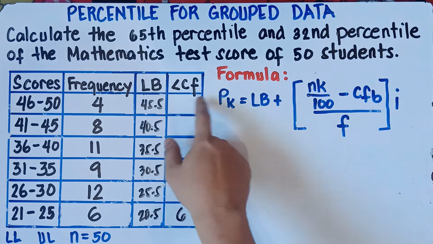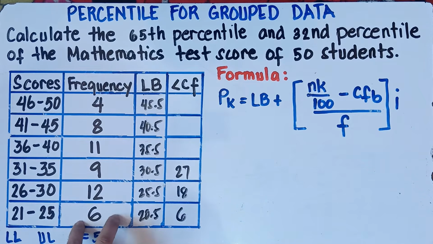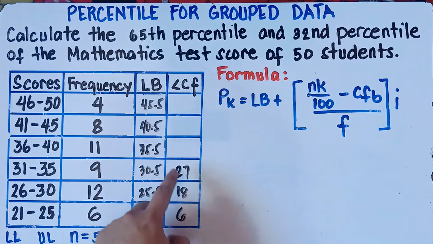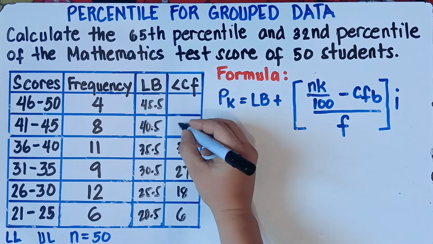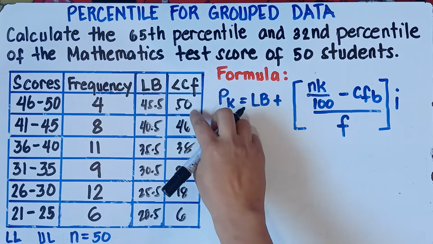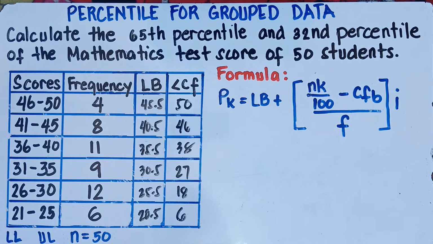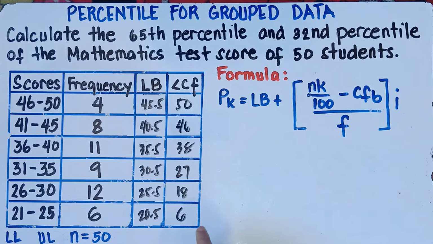To get less than cumulative frequency, you check the lowest score. You copy the frequency of the lowest score. So that is 6. Then you add diagonal. So 6 plus 12, 18. 18 plus 9, that's 27. 27 plus 11, that's 38. 38 plus 8, that's 46. 46 plus 4, that is 50. Now, the last number should be equal to the total frequency. If it's equal, therefore, your less than cumulative frequency is correct.